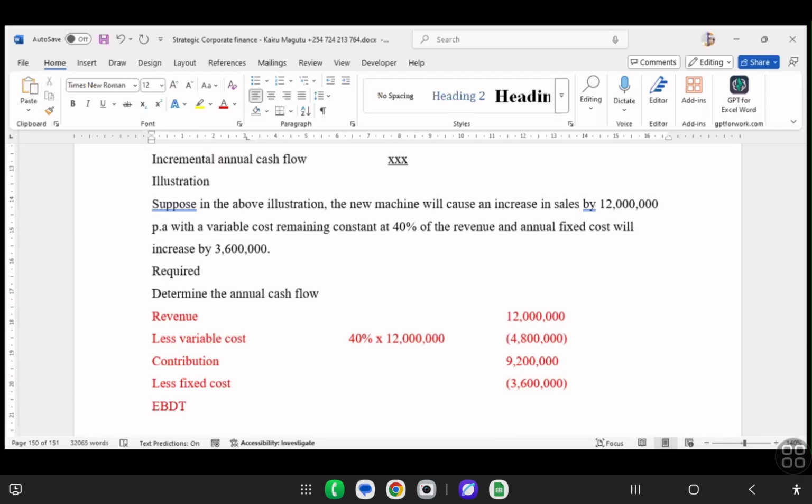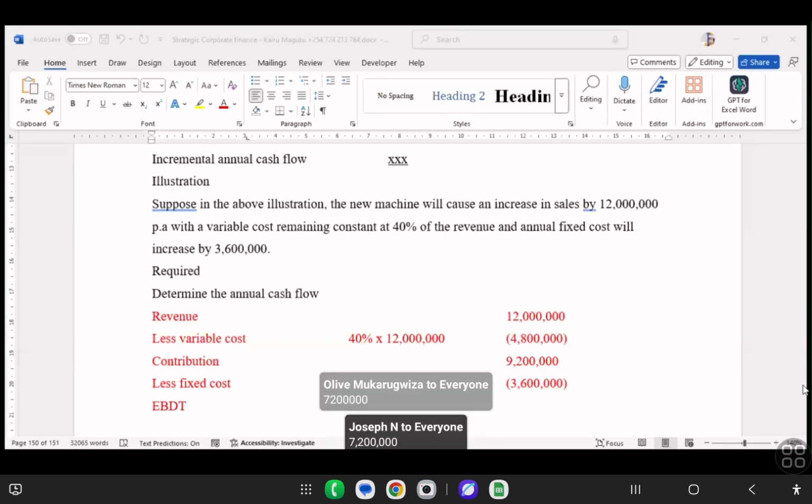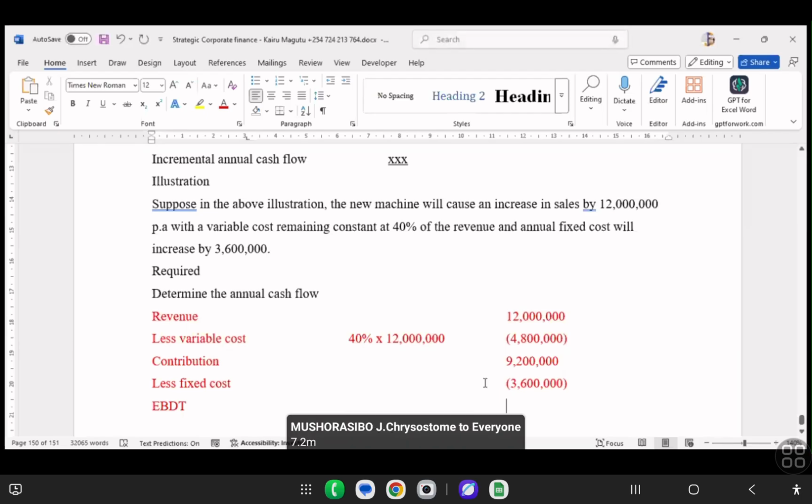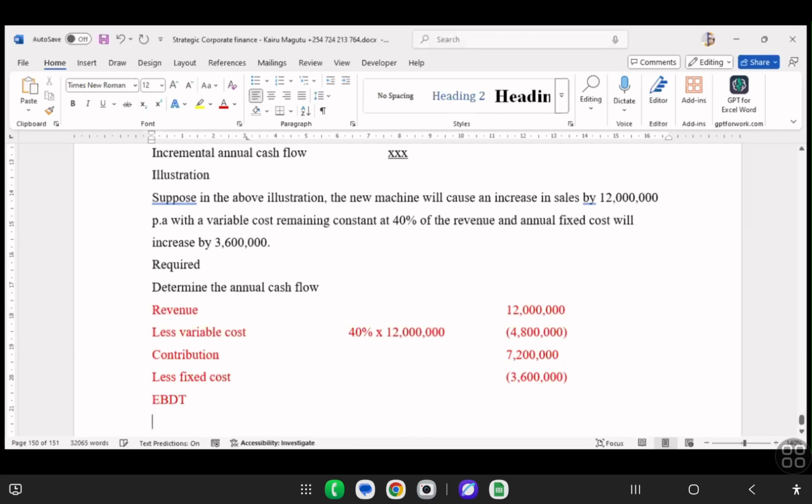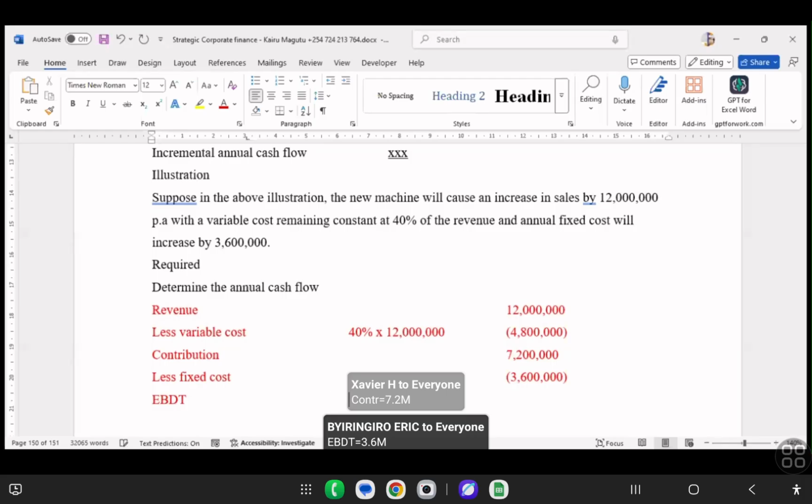Can you confirm that 12.8 minus 4.8 is 9 point what? 9.2. Confirm whether it is 9.2. Then you minus 3.6. Oh, the contribution is 7.2. Where did I get 9.2 from? This 7.2 million. Then earnings before depreciation and tax should therefore be equal to 3.6.